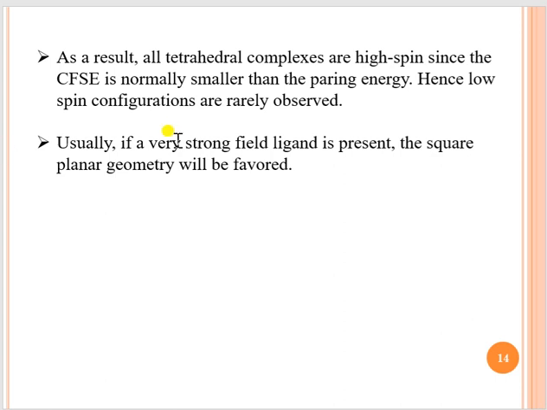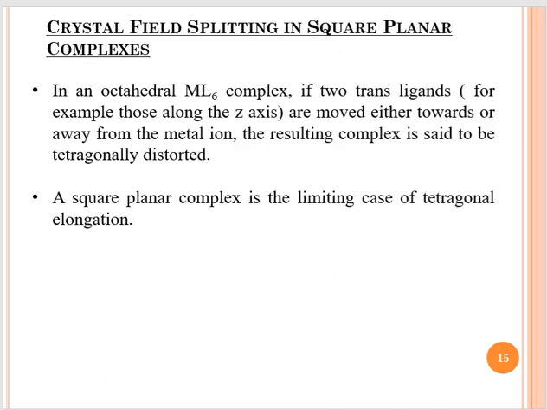As a result, all tetrahedral complexes are high spin since CFSE is normally smaller than the pairing energy. Hence, low spin configurations are rarely observed. If a very strong field is present, in that case a tetrahedral complex will not be formed and square planar geometry will be favored. Now, let us see the crystal field splitting in square planar complexes.